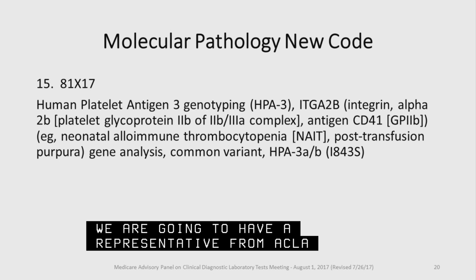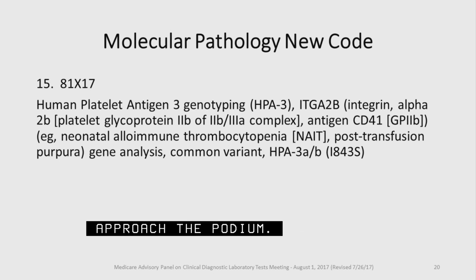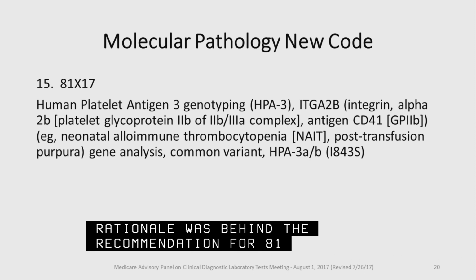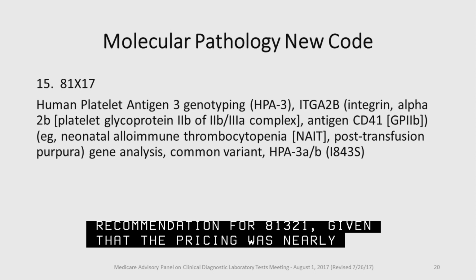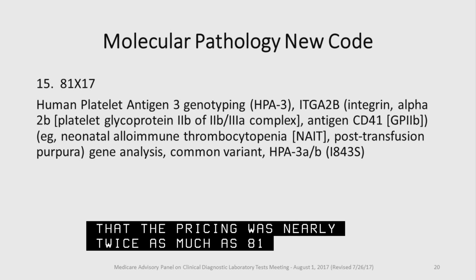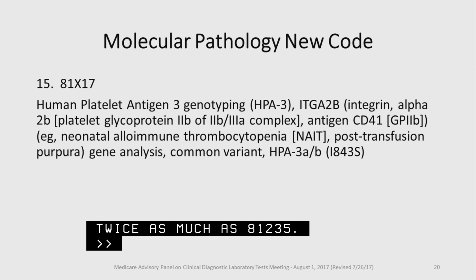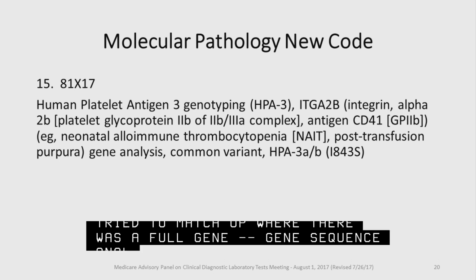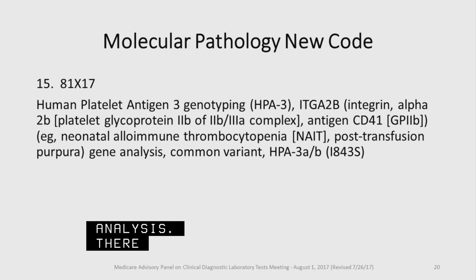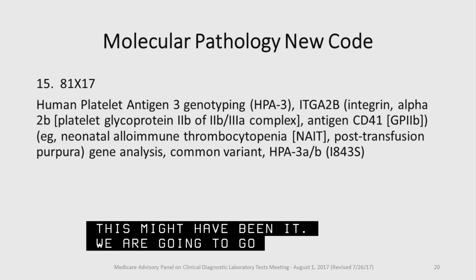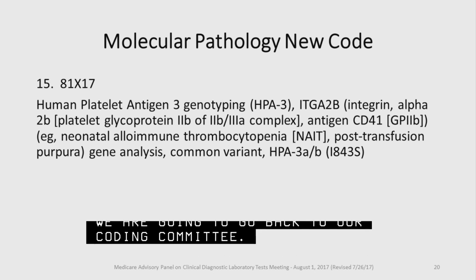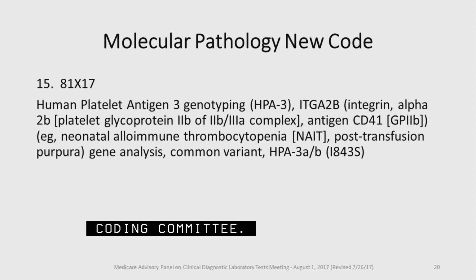And Dr. Schoonmaker, please restate your question. Hello. I was just wondering what the rationale was behind the recommendation for 81321, given that the pricing was nearly twice as much as 81235. Right, sure. In all examples we had tried to match up where there was a full gene sequence analysis versus common variant. We did recall from our deliberations, though, that there was an exception. We were going back through all of our comments, trying to find it. This may have been it. So we're going to go back into our coding committee. We may follow with written comments that are more consistent with that. Okay. Other than that being the original rationale, I just wanted to give you the chance.